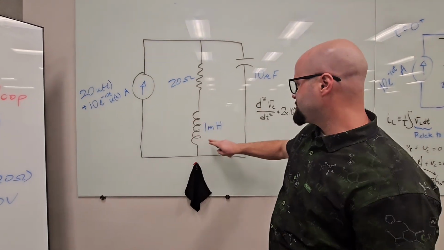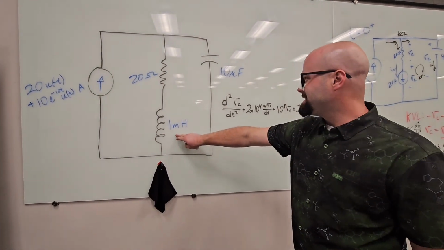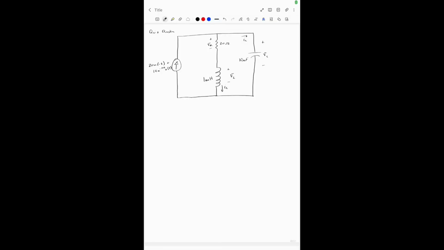So we have a 20 ohm resistor, a 1 millihenry inductor, and a 10 microfarad capacitor. This is going to be a little bit more of a complicated problem than the quiz problem that we did. We do have two energy storage components, so we're going to have a second order differential equation for this circuit. We also have a source.